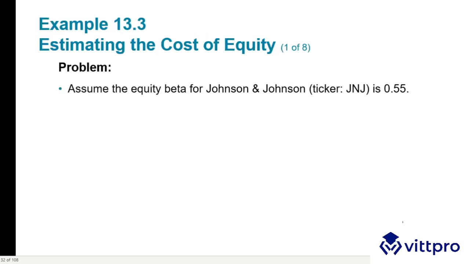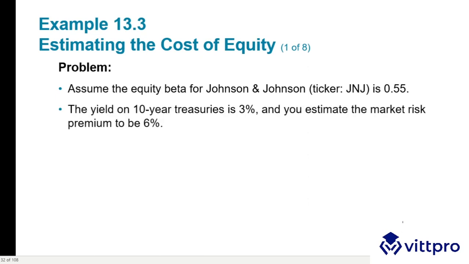Let's calculate cost of equity. Assume the equity beta for Johnson & Johnson is 0.55. What is the meaning of 0.55? If market returns go up 10%, Johnson & Johnson will give you only 5.5%. But if the market drops 10%, Johnson & Johnson will also drop by only 5.5%. That's the meaning of this beta. The 10-year yield on treasury is 3% now, and you estimate the market risk premium to be 6%. So what would be the cost of equity?